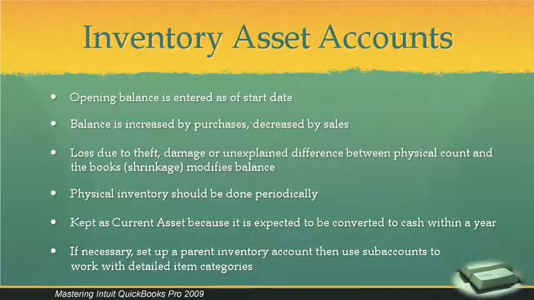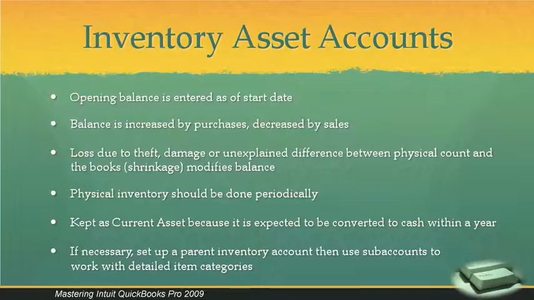Because of that, physical inventory should be done periodically. It might be monthly, quarterly, or yearly. It kind of depends on your business and how you want to do it. It's kept as a current asset because it is expected to be converted to cash within a year. I can't think of any business other than making of wine when you would want to keep your assets longer than a year. So hopefully you'll be turning over that inventory quickly. Therefore, it's a current asset, not a fixed asset.